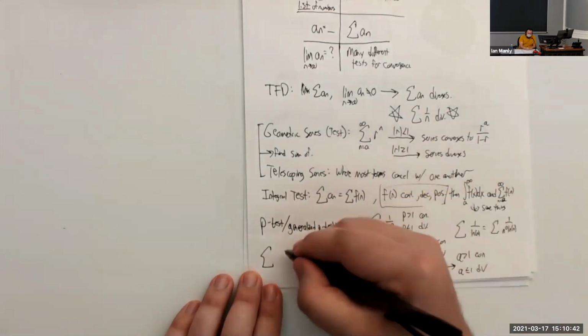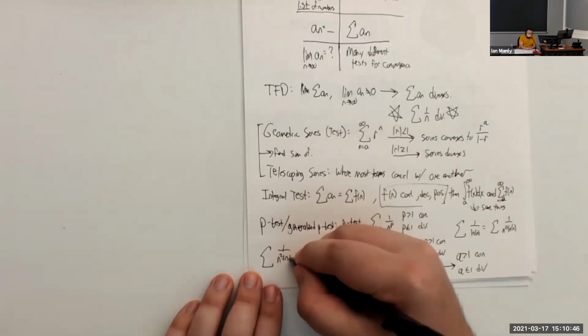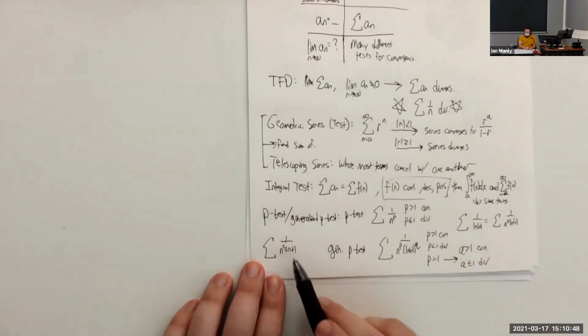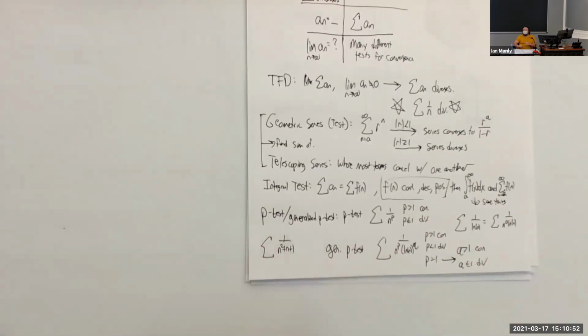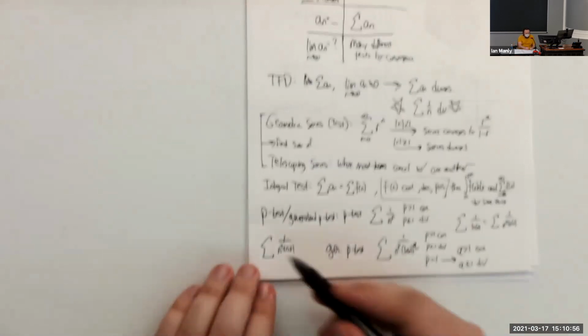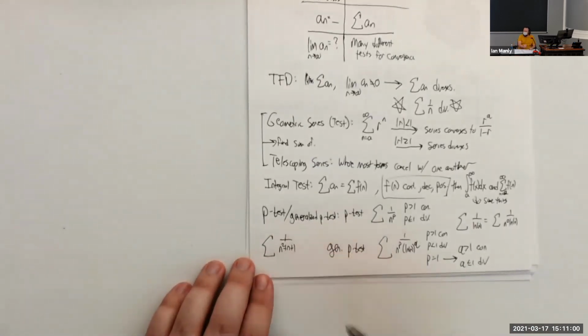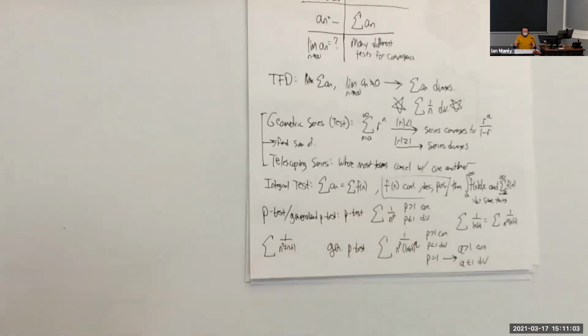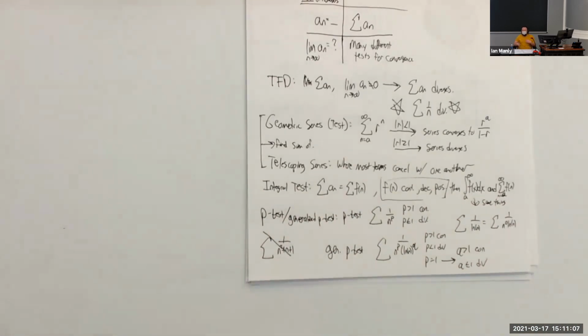Something you might be tempted to use the p-test on, but it won't quite work, might be something like this: the sum of 1 over n squared plus n plus 1. This is tempting to use the p-test because we know that the n squared is going to dominate the behavior of that bottom, but we can't actually use the p-test because this isn't just 1 over n to a power. This is 1 over n to a power plus other stuff. So that's not going to work for the p-test, but we had the right idea though. We had the right idea that it was going to act like 1 over n squared.